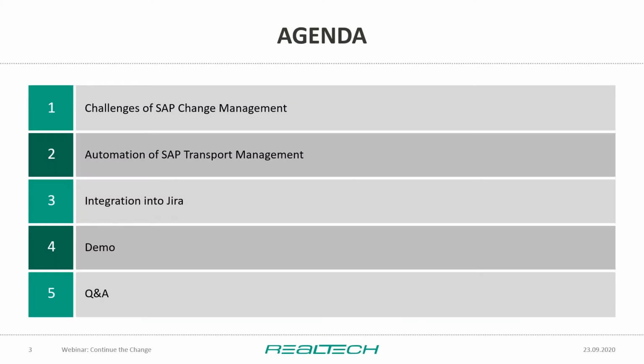Let's start with the agenda. For the start, we will talk about the challenges of SAP Change Management without tool assistance, then how Smart Change can automate the transport process. Third, we have a look at integration into Jira, followed by a demo, and finally, we have a Q&A session.